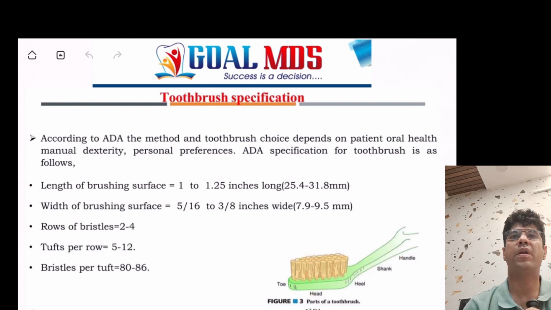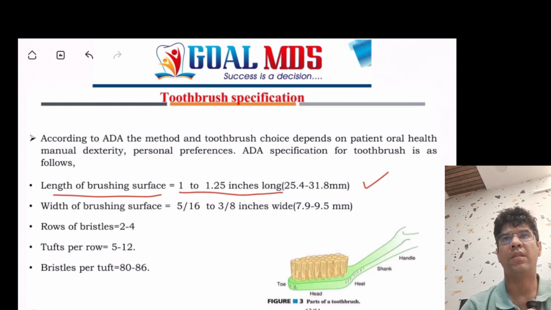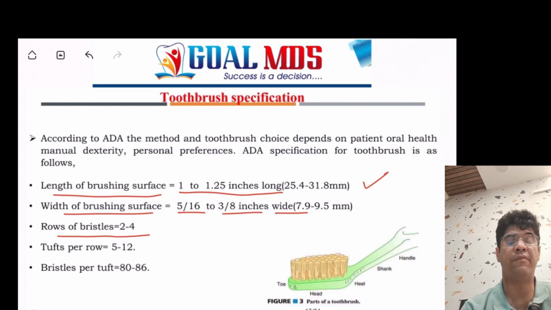Now this one is important from your entrance exam point of view. According to the ADA, the length of the brushing surface should be 1 to 1.25 inches long, and the width of the brushing surface should be 5/16 to 3/8 inches wide. Now the rows of bristle should be 2 to 4. So what do you mean by rows of bristle?